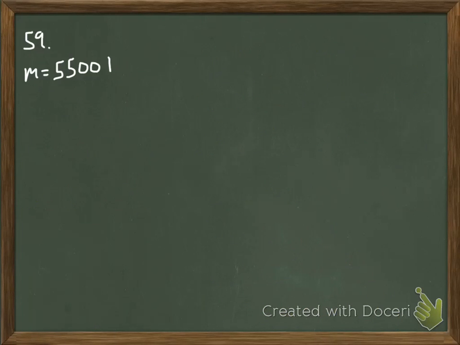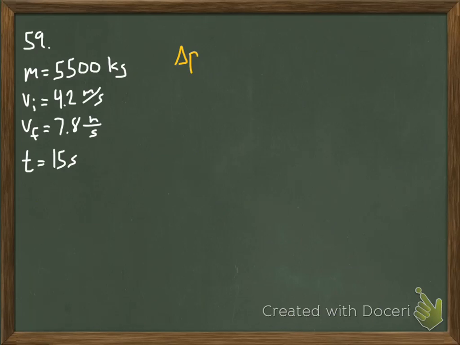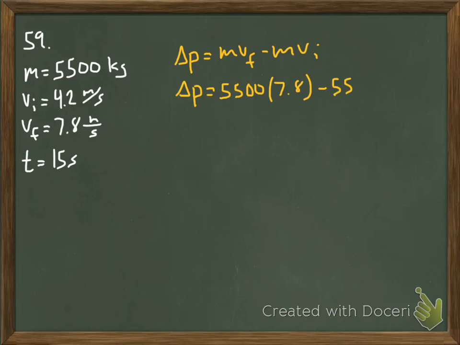Number 59, they're giving us the mass of a truck. They're giving us the initial and final velocities of that truck as it speeds up. They're giving us the time. They're asking for the change in momentum. Change in momentum is equal to mass times velocity final minus mass times velocity initial. So we can go ahead and find that change in momentum.